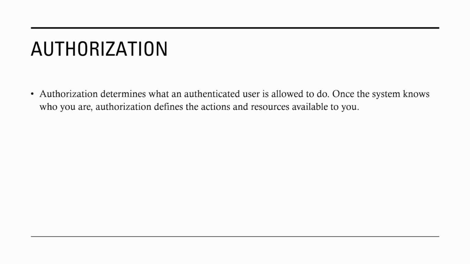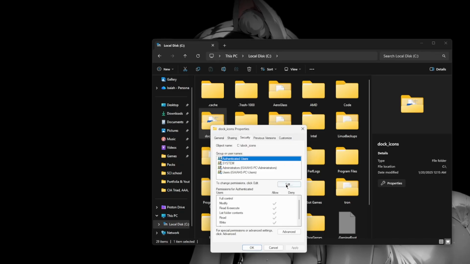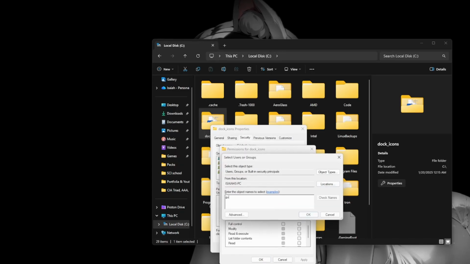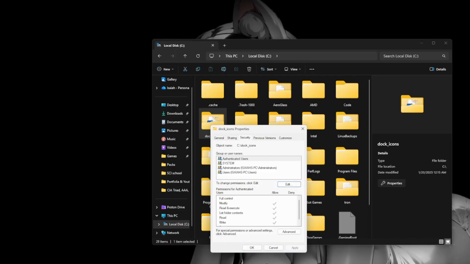Authorization determines what an authenticated user can do. Once a system knows who you are, authorization defines the actions and resources available to you. For instance, an employee might be able to read company documents but not access payroll data, while a manager has broader permissions. Authorization ensures that users can only reach the resources they are entitled to, preventing accidental or malicious misuse.